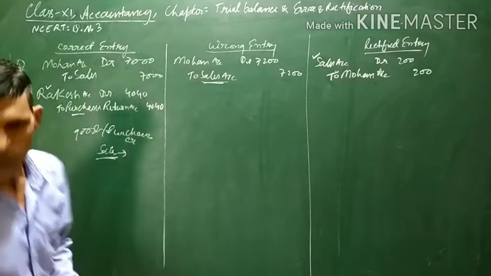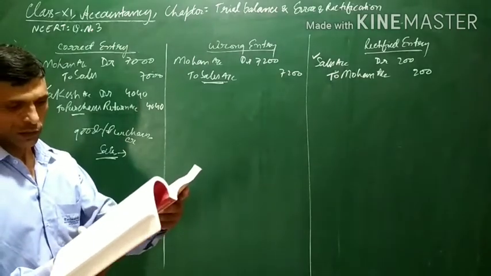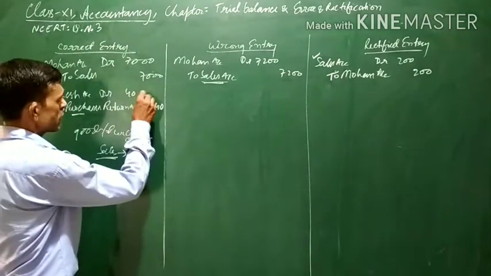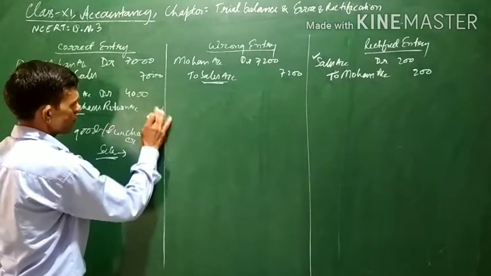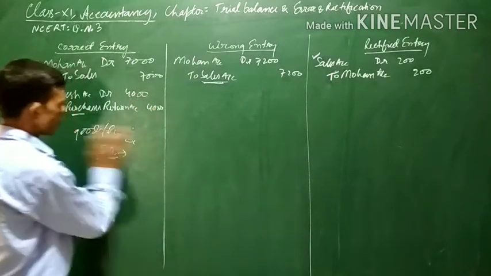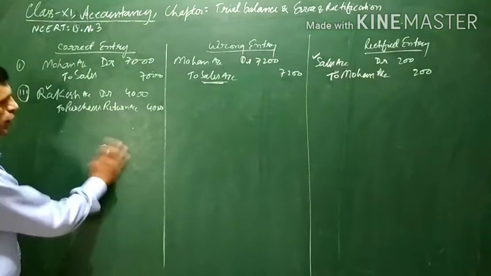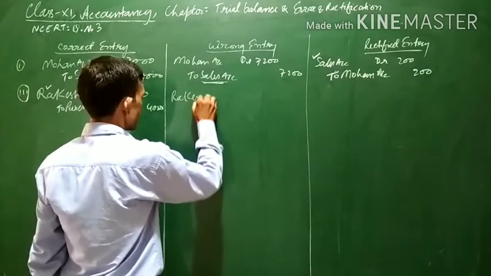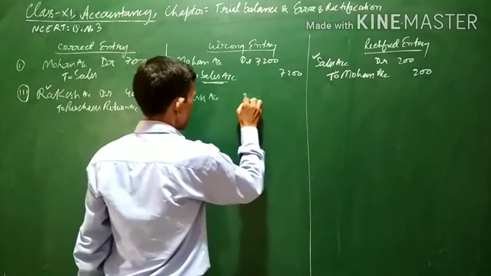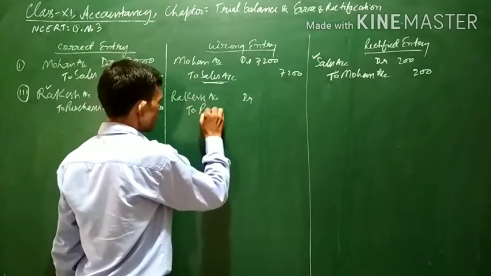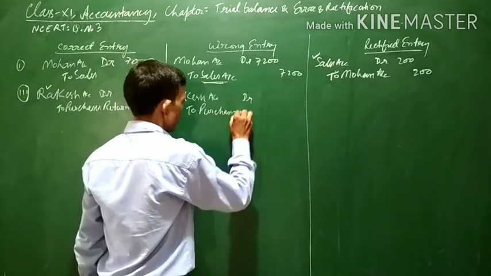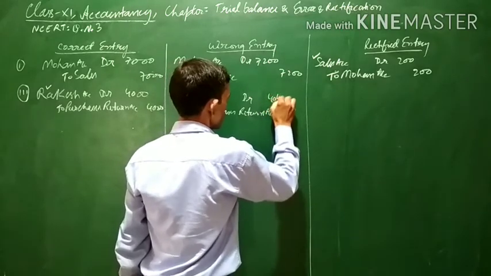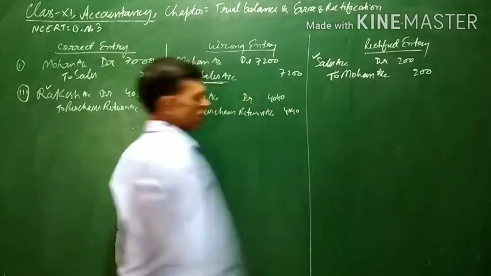The correct entry should have been 4,000. This is the correct entry, 4,000. Instead of 4,000, the wrong entry is that it has been recorded as 4,040. Rakesh account debit to purchases return account, 4,040. This is the wrong entry.